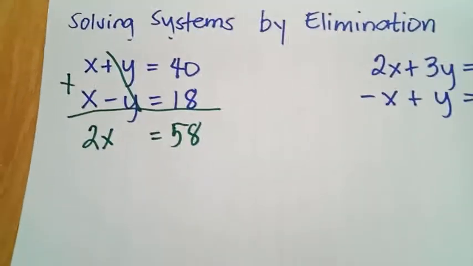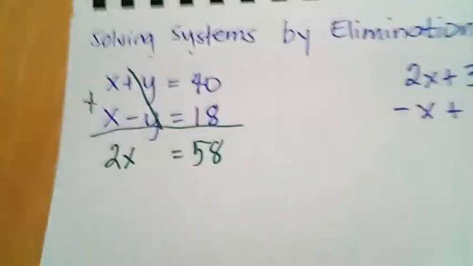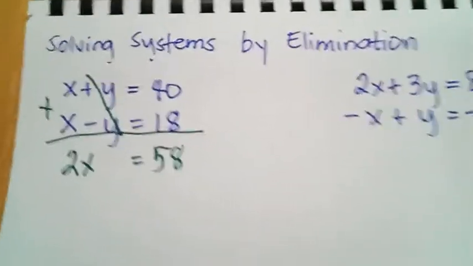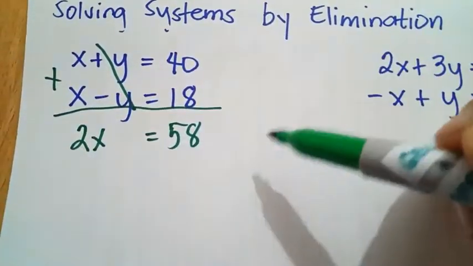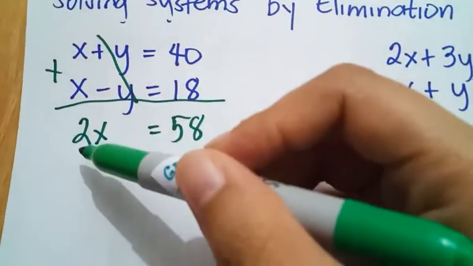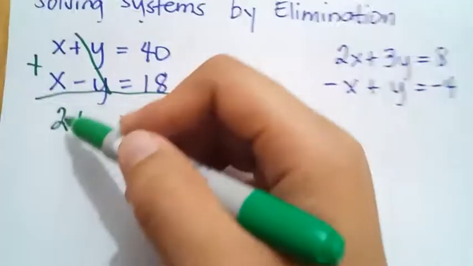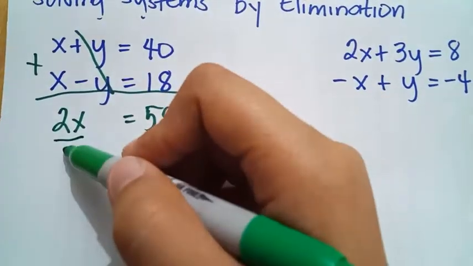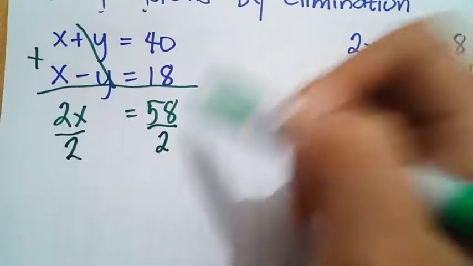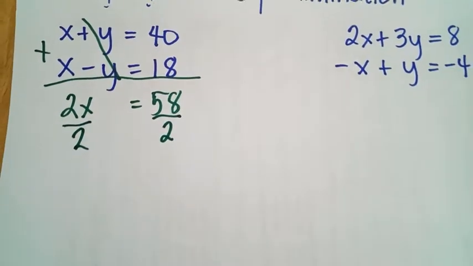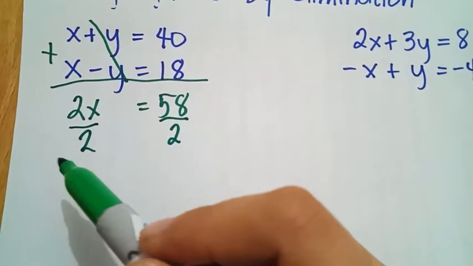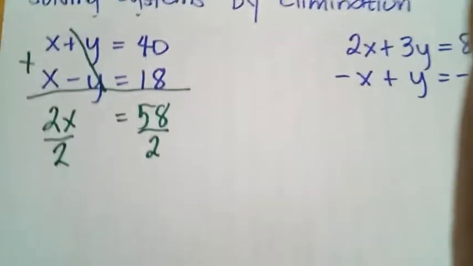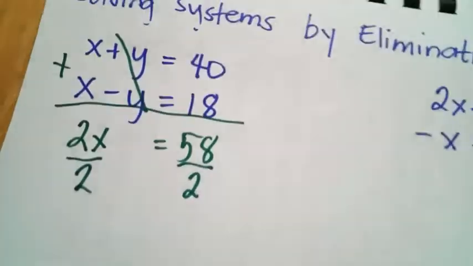So, after adding, you will arrive with a linear equation in one variable. Okay? So, tatandaan, if there's no plus or minus sign, you will not transpose. Okay? You will divide both sides of the equation by the numerical of x. Okay? So, if this is negative 2, then divide the whole equation by negative 2. So, 2x divided by 2 is x.